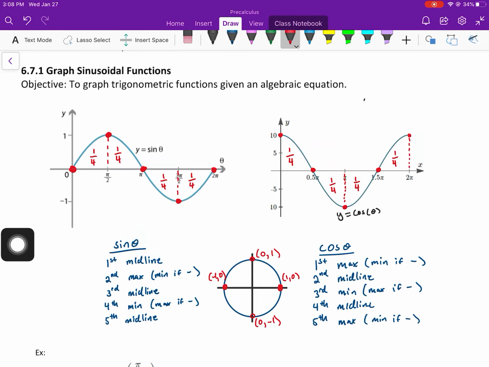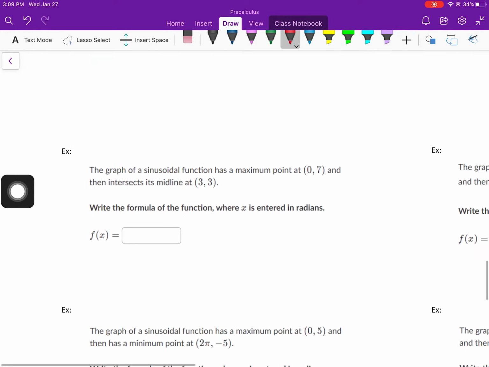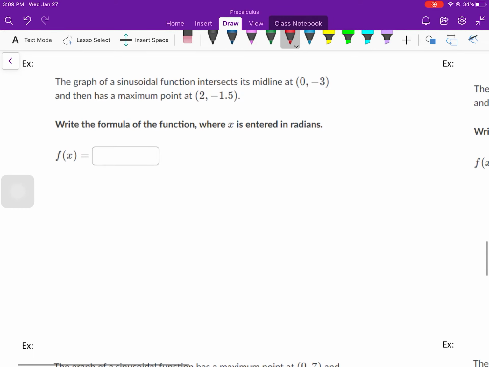So taking that information, can we figure out what the amplitude is? In other words, the distance from the max to the midline. Can we figure out where the midline's located? All that stuff, and that's what we're going to do in this lesson. So let's look at these 2 points. We're starting on the midline. Since this is the start, that indicates that we're dealing with sine.